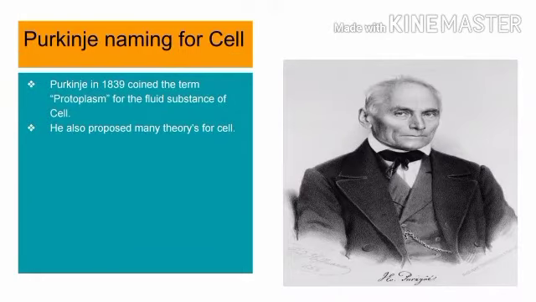Our next topic is Purkinje naming the cell contents. First point, Purkinje in 1839 coined the term protoplasm for the fluid substance of the cell. He also proposed many theories for the cell. Here is the diagram which depicts the scientist Purkinje, who also got a valuable name in the history of the cell for his discovery and also for his botanical knowledge.